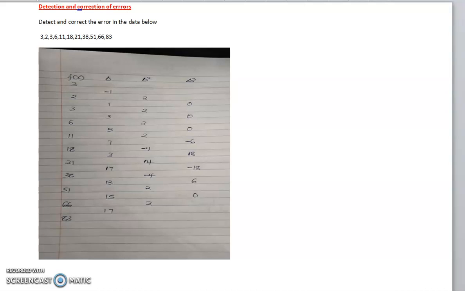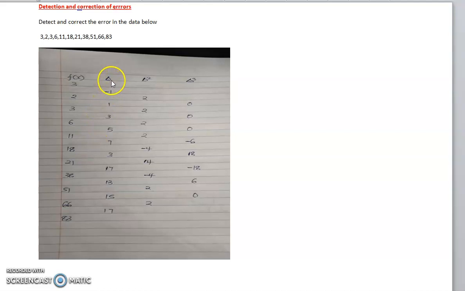When you're given such a question, you're supposed to construct a finite difference table. Now, I know you know how to construct a finite difference table. That is, f of x is 3, 2, 3. When you're constructing a finite difference table, you're supposed to jump one line. This is the f of x. It is in that row.